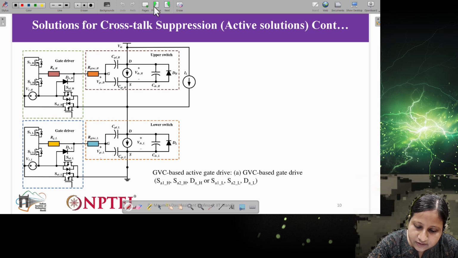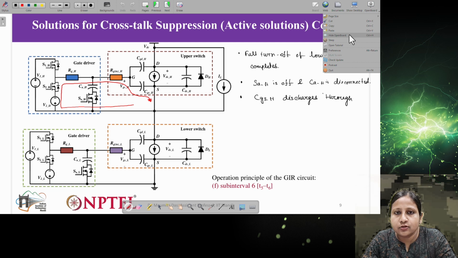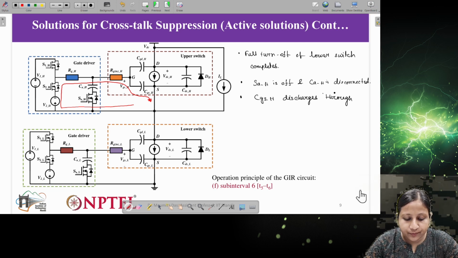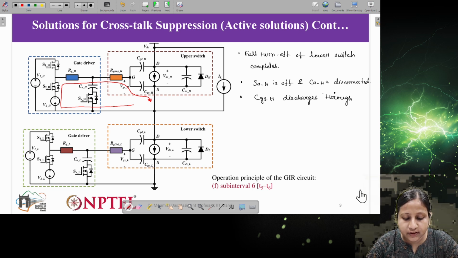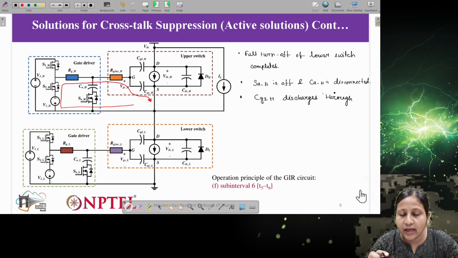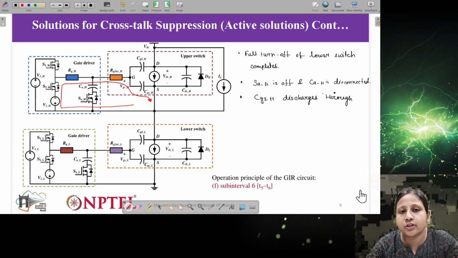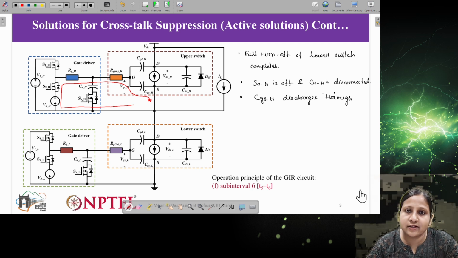At the end of this subinterval, this gate impedance regulation based crosstalk mitigation completes. As you can see, we can regulate the impedance based on our requirement, or based on the turn on and turn off transient in this particular method. So this method is very useful, and it also provides an active kind of solution. Another method with respect to this active solution is gate voltage control, or GVC. I'll be discussing that GVC in the next lecture. Thank you.